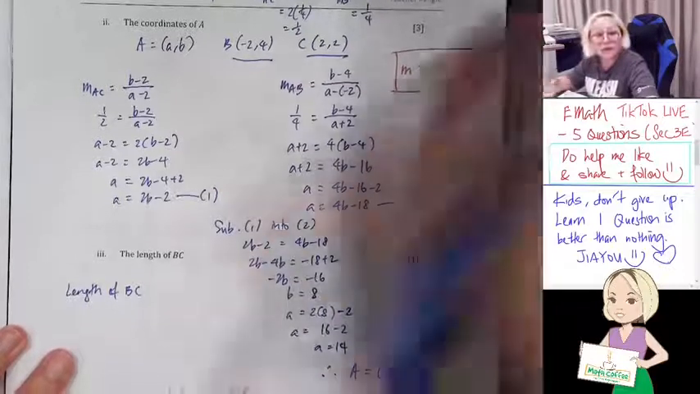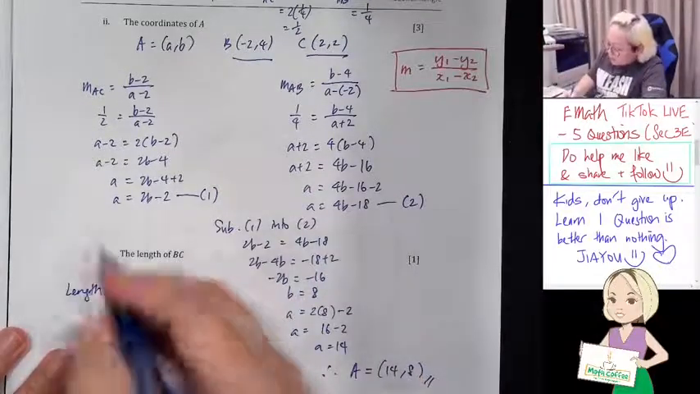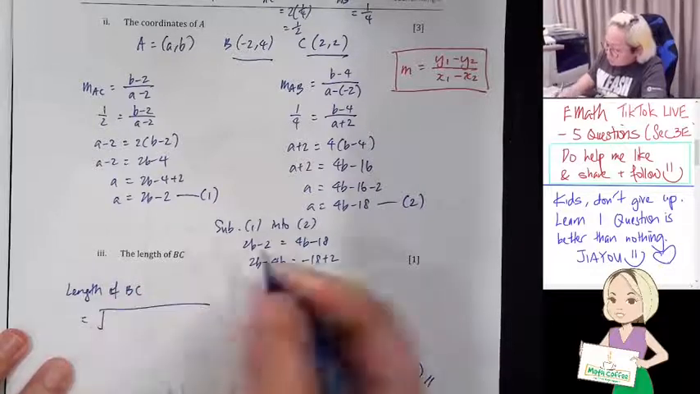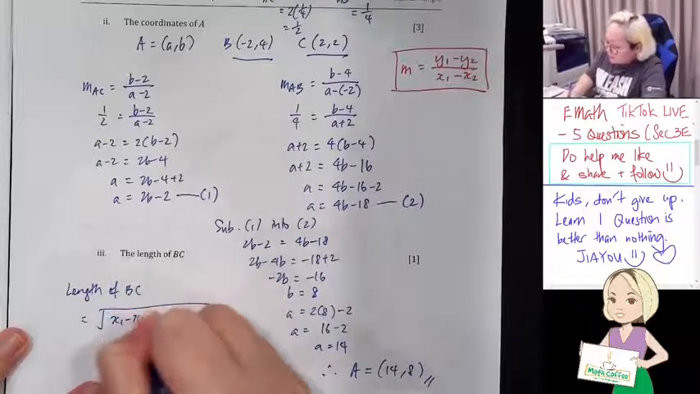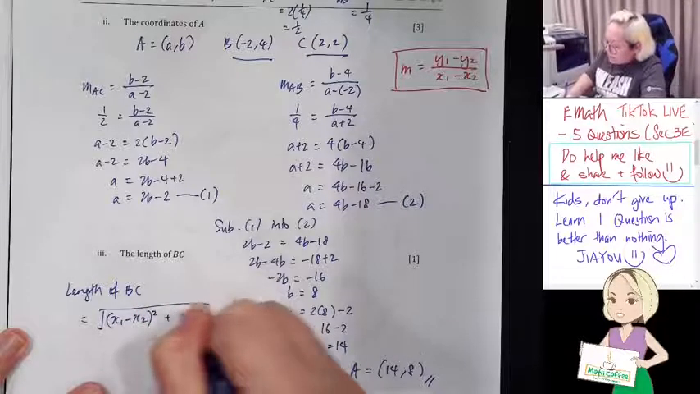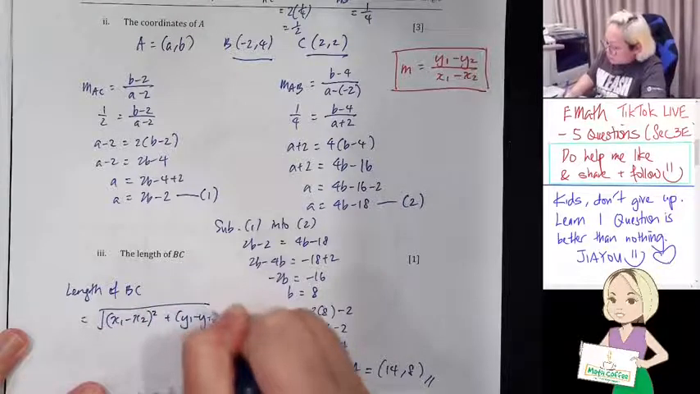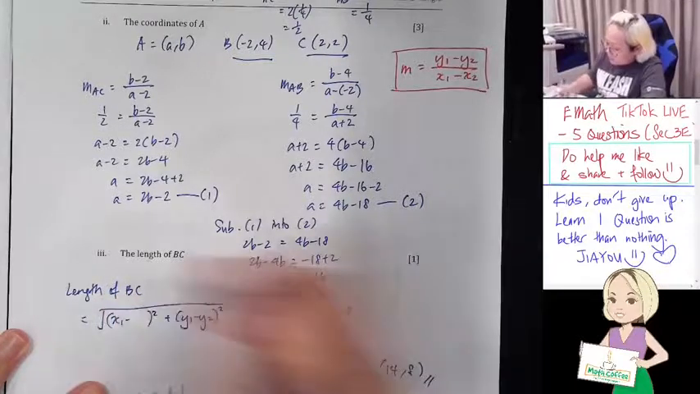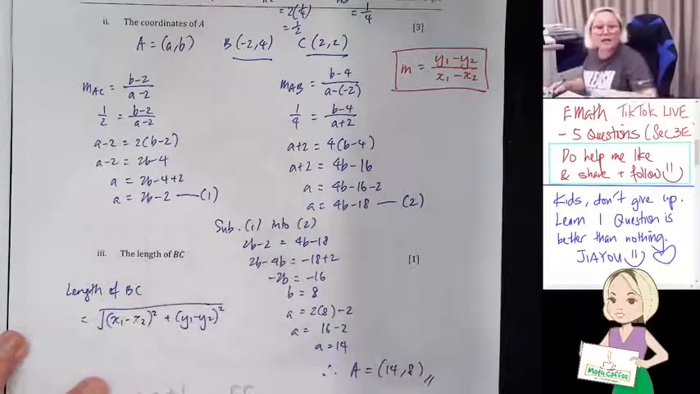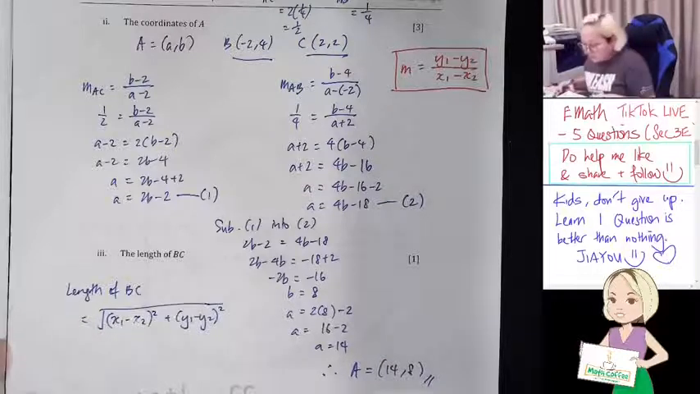Okay, let's continue. Length of BC. So I will use square root. I write out the formula. The formula is the square root of x1 minus x2 squared plus y1 minus y2 squared. This is the formula to find the length of a line segment.